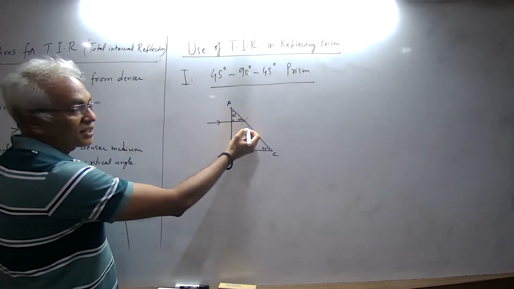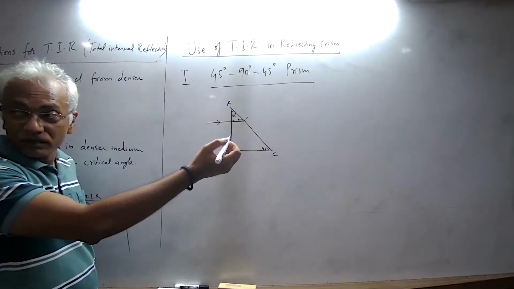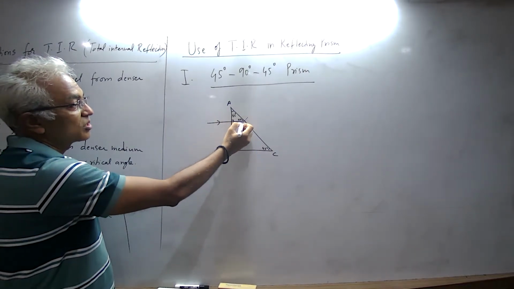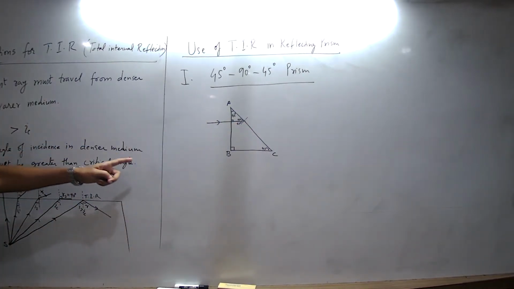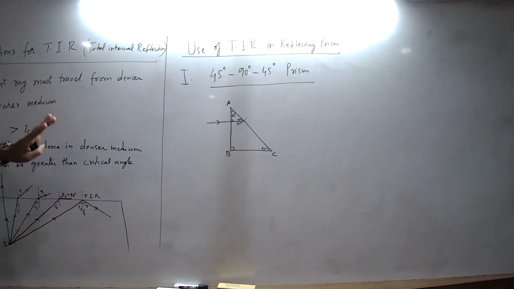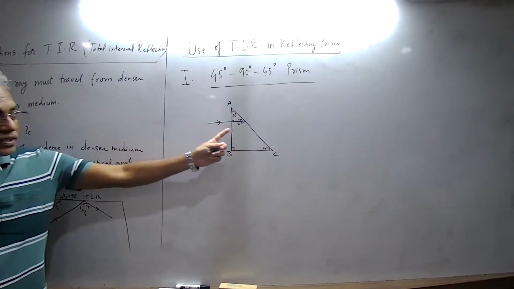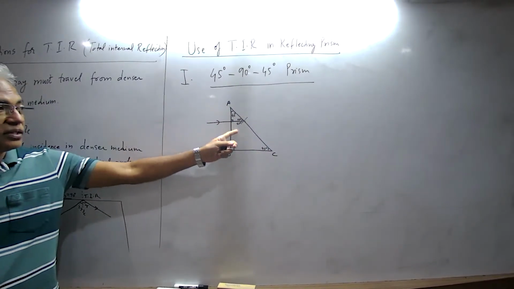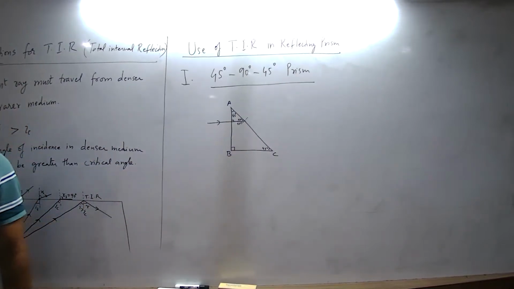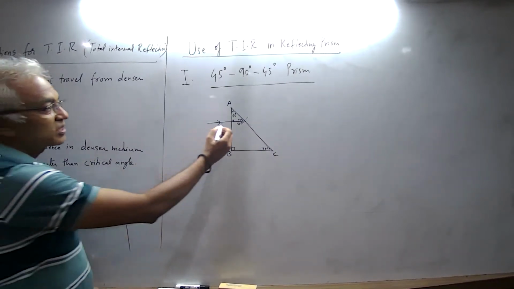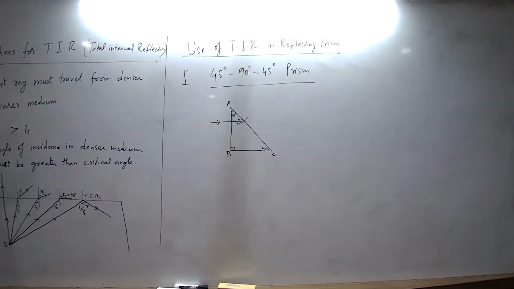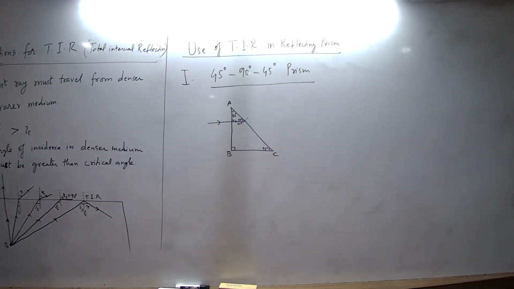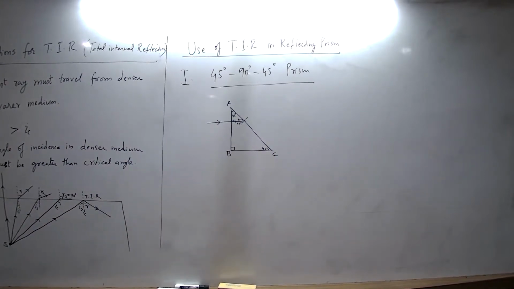So normal always makes 90 with the surface. So if this is 45, this also must be 45. Understood? By geometry. So now when the angle of incidence is 45, where is it, in the denser medium or rarer medium? Denser. So this ray is traveling in the denser medium and making an angle 45. Is it greater than the critical angle for glass? Yes. Because what is the critical angle for glass? 42. It's given in the table.